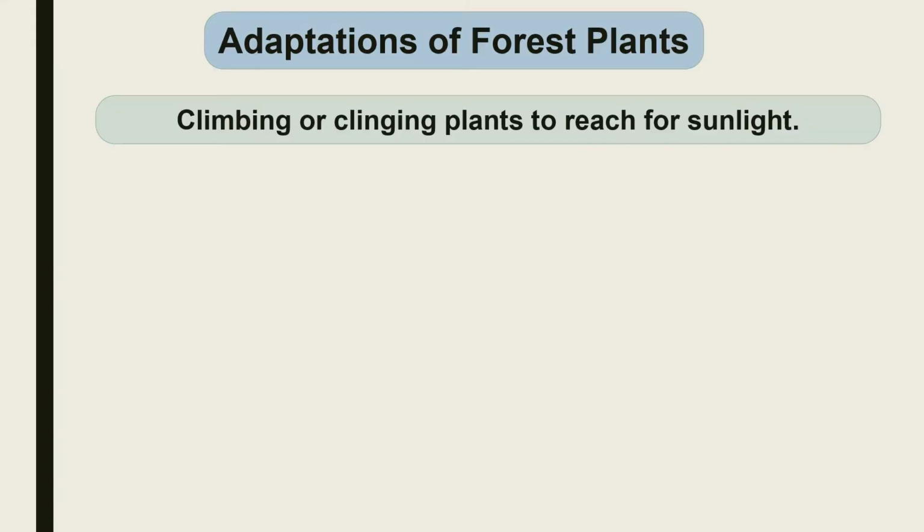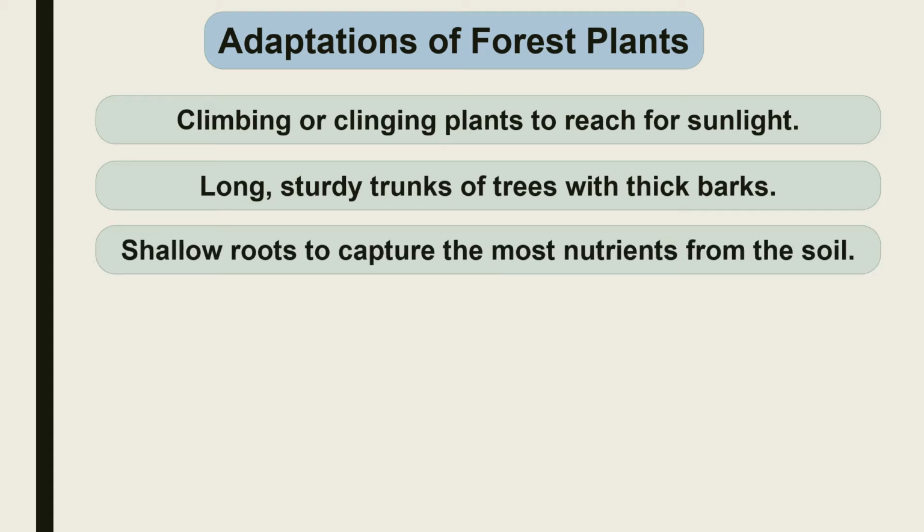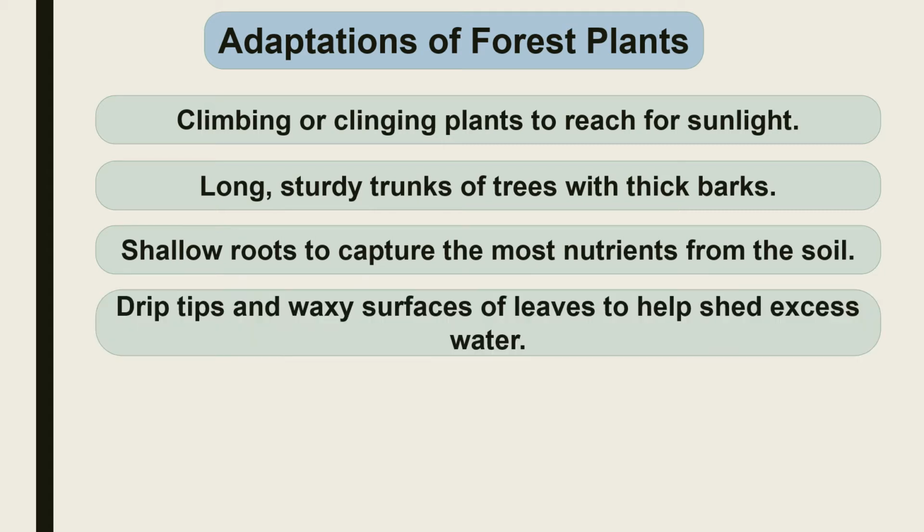Adaptation of forest plants. So these are the adaptations. One is climbing or clinging plants to reach for sunlight. Long sturdy trunks of trees with thick barks. Shallow roots to capture the most nutrients from the soil. Drip tips and waxy surface of leaves to help shed excess water. Examples of these forest plants are rattan palm, walking palm, and rubber tree.